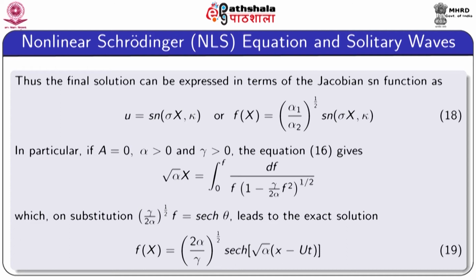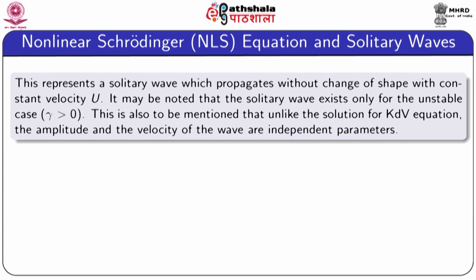Now, to compute this integral, the natural substitution is (gamma by 2 alpha) to the power half into f equals sech theta, and substituting this we can find the value of the integral exactly. So, f(x) becomes (2 alpha by gamma) to the power half sech hyperbolic of (square root alpha x minus U t). Now, these represent a solitary wave which propagates without change of shape with constant velocity U.